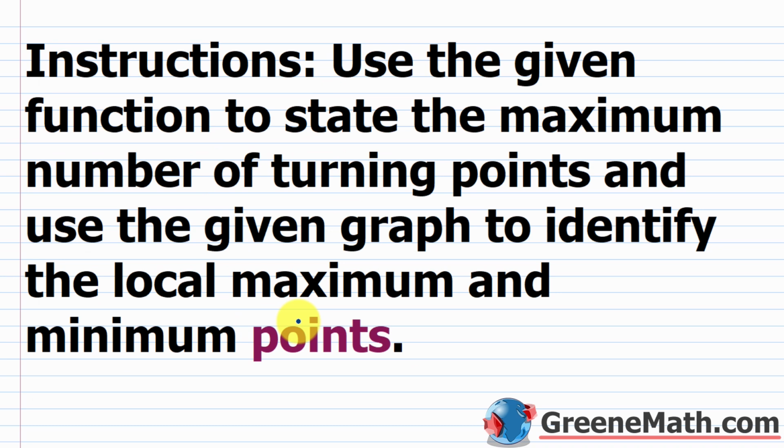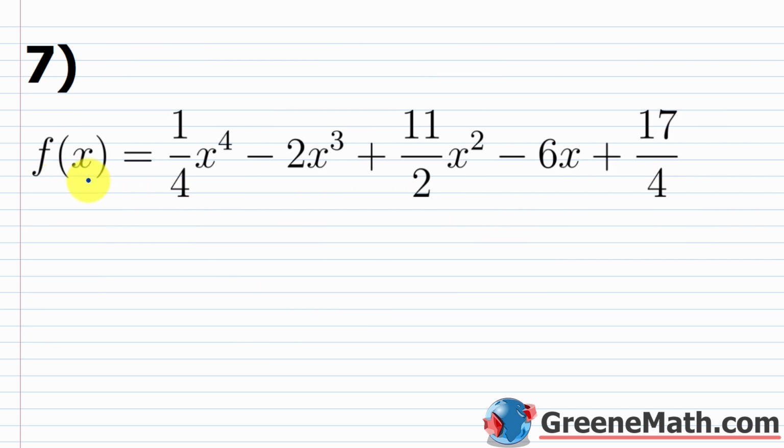All right, so the instructions are going to change. We want to use the given function to state the maximum number of turning points and use the given graph to identify the local maximum and minimum points. All right, for problem 7, we have f of x equals 1/4 x to the 4th power minus 2x cubed plus 11 halves x squared minus 6x plus 17/4.